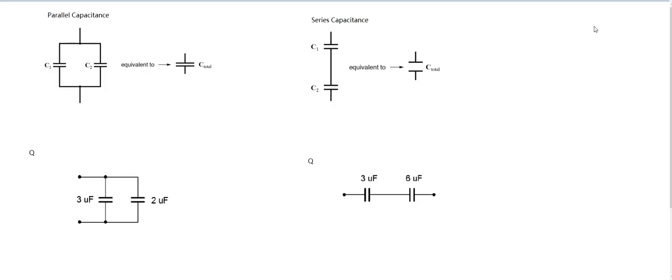Up to now, we have looked at resistors. Resistors have been our focus, and now we're going on to other components. Capacitors and also inductors are very common components used in electrical engineering, and they have different properties.